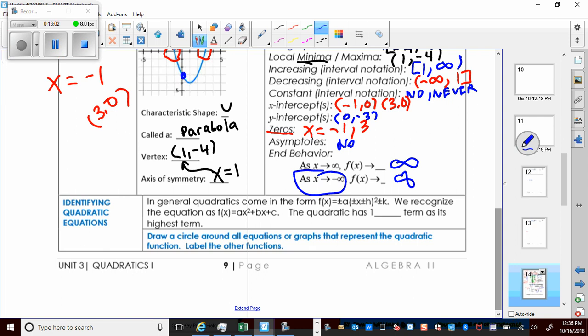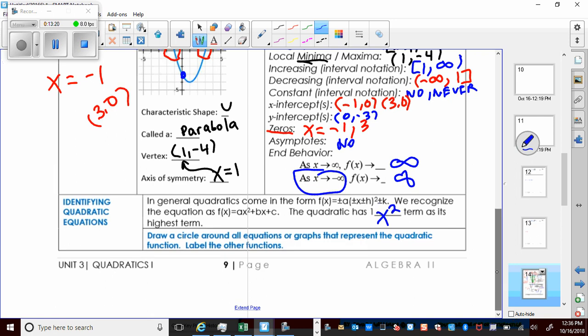Now, in general, quadratics come in this form. We recognize the equation as f of x equals ax squared plus bx plus c. The quadratic has x squared as its highest term. So, for example, if I have x cubed plus x squared, this is not my highest x term. This is. So this goes away.